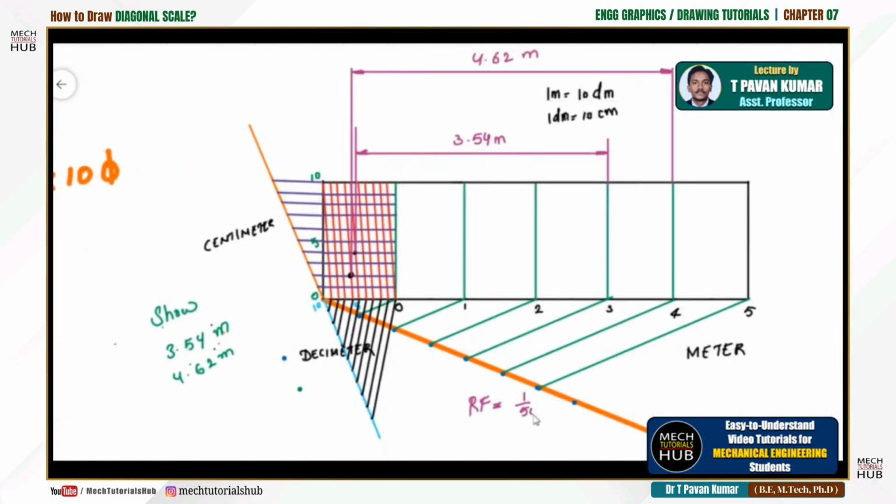So here let me place it properly for your visualization. 1:50 followed by, that's it. Okay, RF can be written here. This is a simple construction of a diagonal scale.